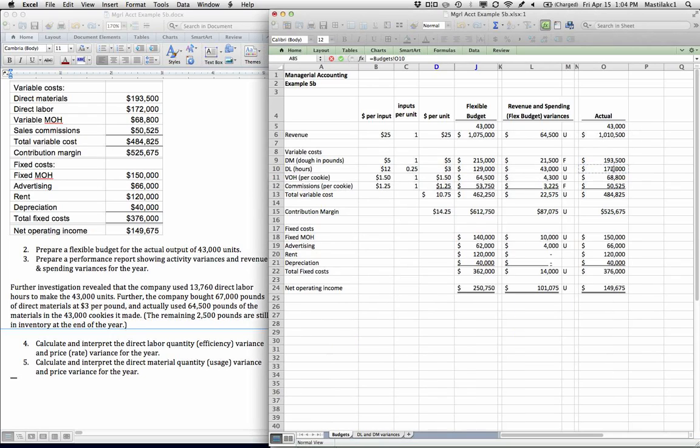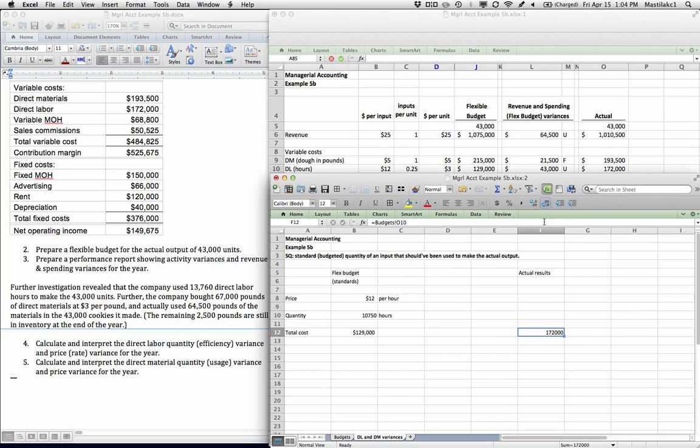Now our actual results. We know that our actual results are $172,000 in total. We know from the given data that we used 13,760 hours, and so by dividing, we can back into the actual rate per hour. So here's our actual price, here's our actual quantity of hours, and here's our actual cost.